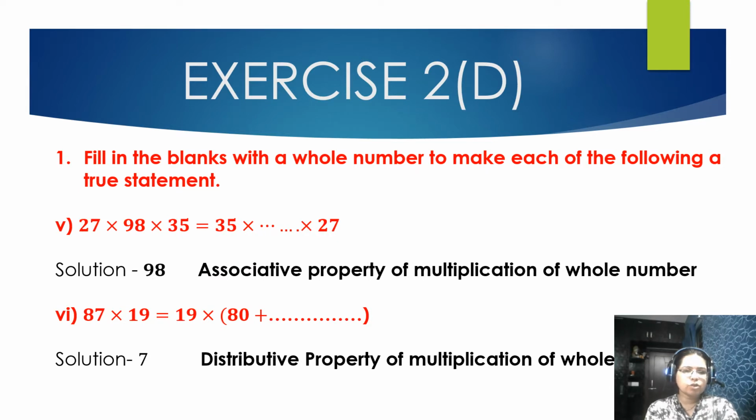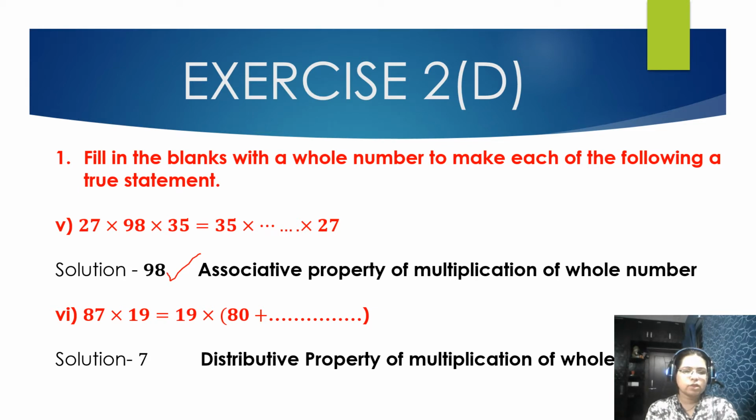Now we will solve the 5th bit. 27 multiplied by 98 multiplied by 35 equals 35 multiplied by dash multiplied by 27. On the left hand side 98 is present, and on the right hand side 98 is missing. So we write down 98 in the blank. Now 27 multiplied by 98 multiplied by 35 equals 35 multiplied by 98 multiplied by 27. And this is the associative property of multiplication of whole numbers.